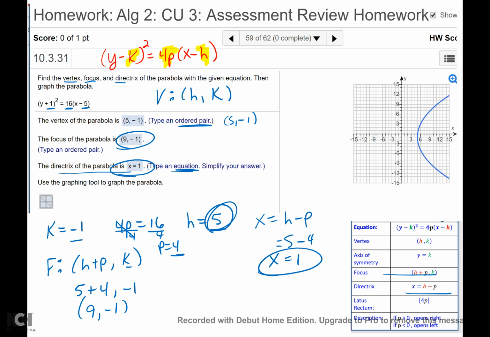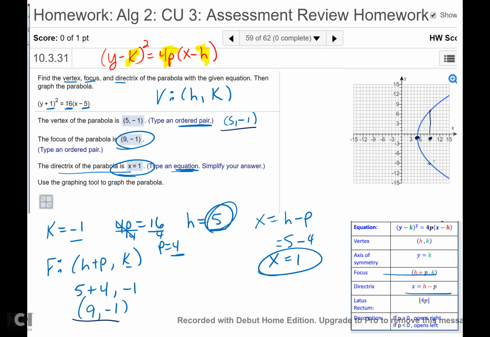Let me back up on the Y one. I didn't realize we had to graph it. Okay, so again, over here, you'd go to your vertex, 5, -1, right there. My focus is at 9, -1. So if I can get my latus rectum, I can either plot that point or that point.